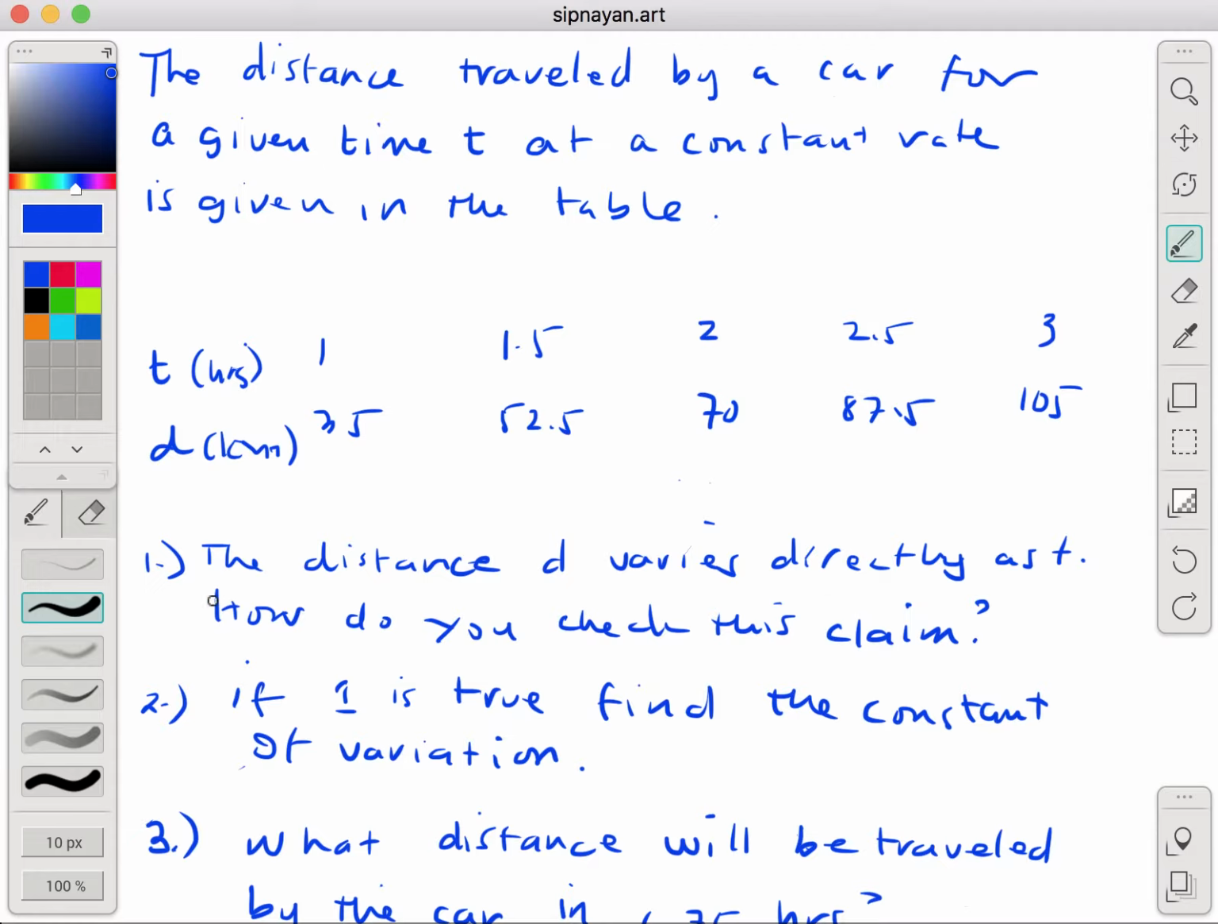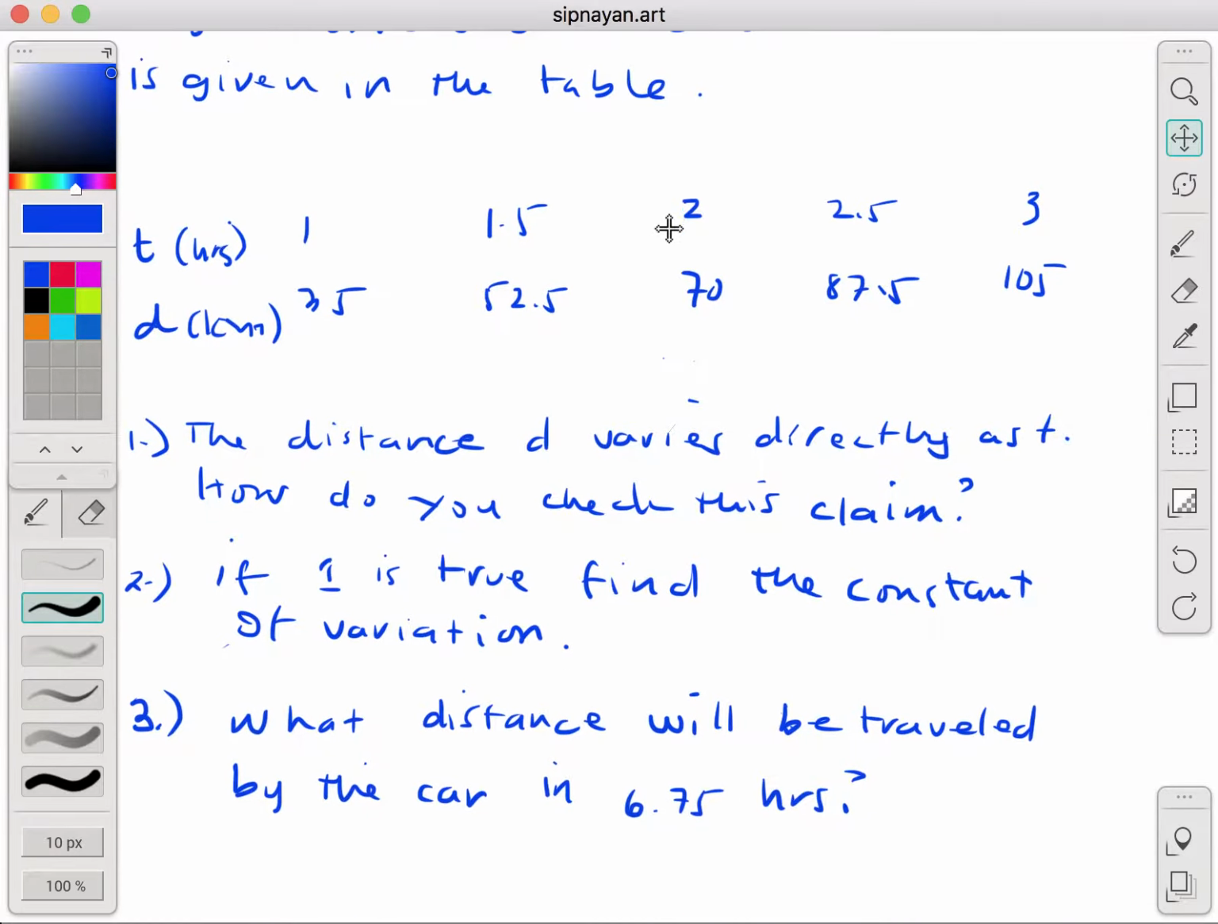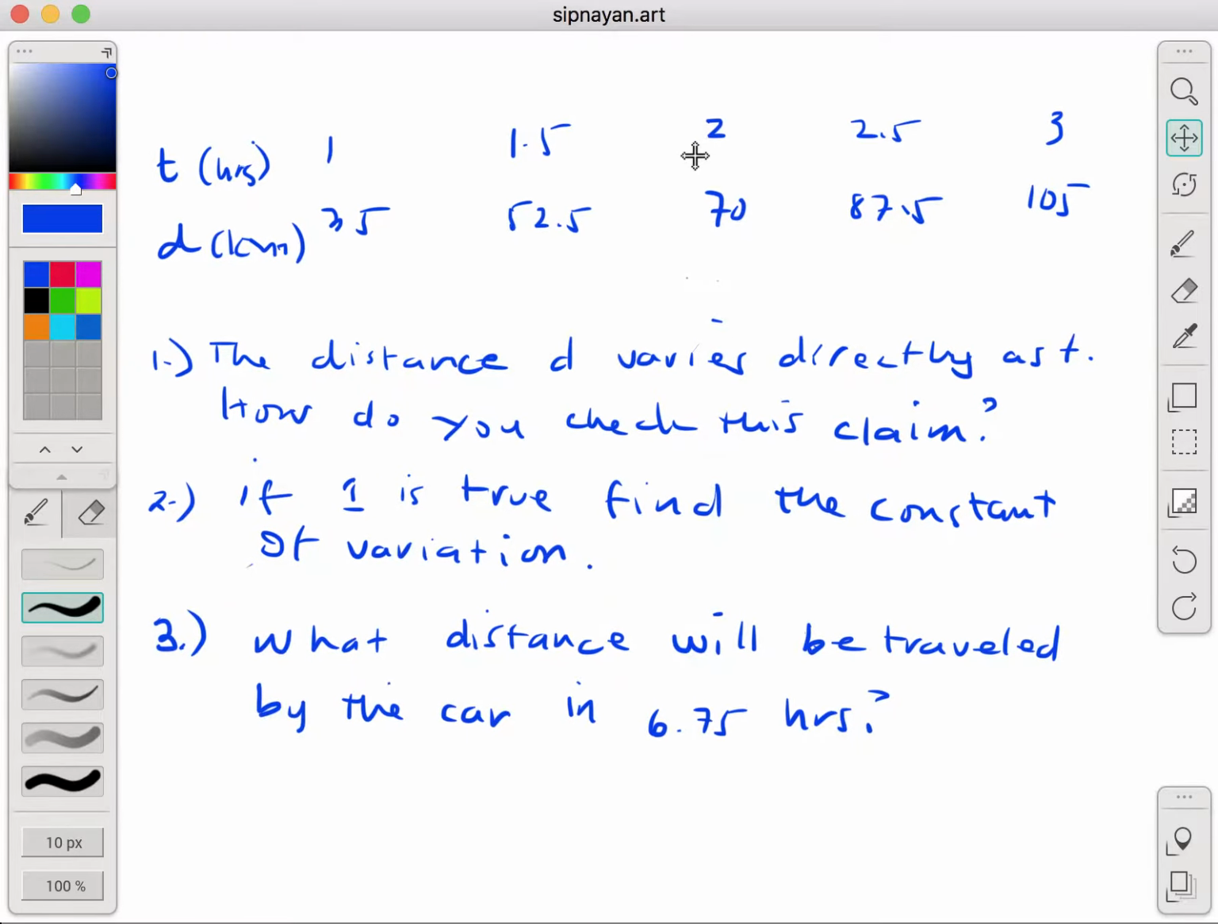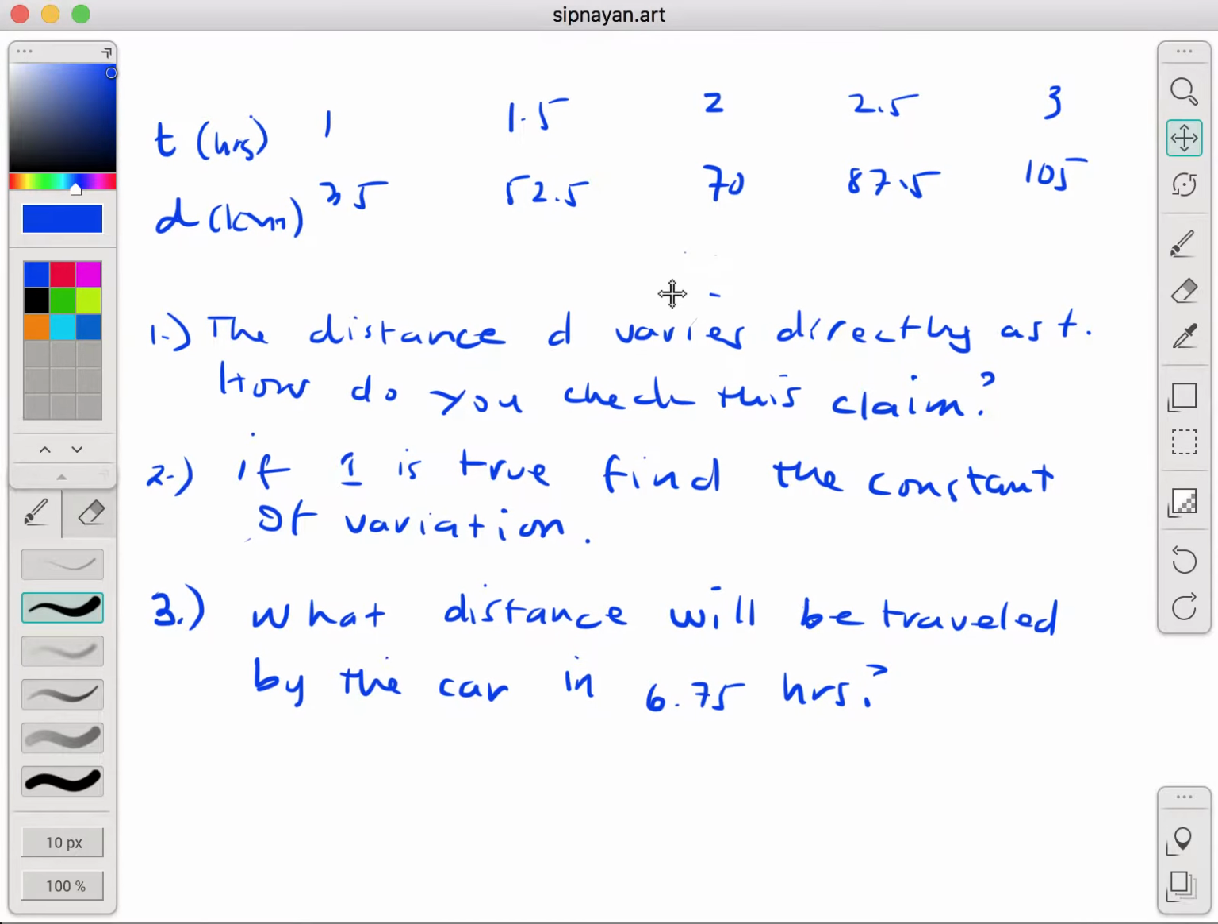So the first question, the distance D varies directly as T. How do you check this claim? So, paano nga ba ulit yun? Check natin yung claim if yung quotient ng D over T must be equal, kahit saan dito. So, dito for example, 35 over 1 equals 35. So, dapat lahat yan 35 na.